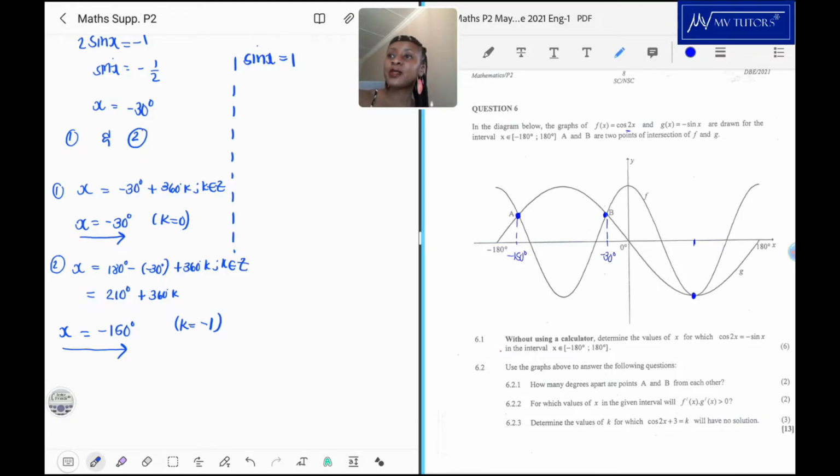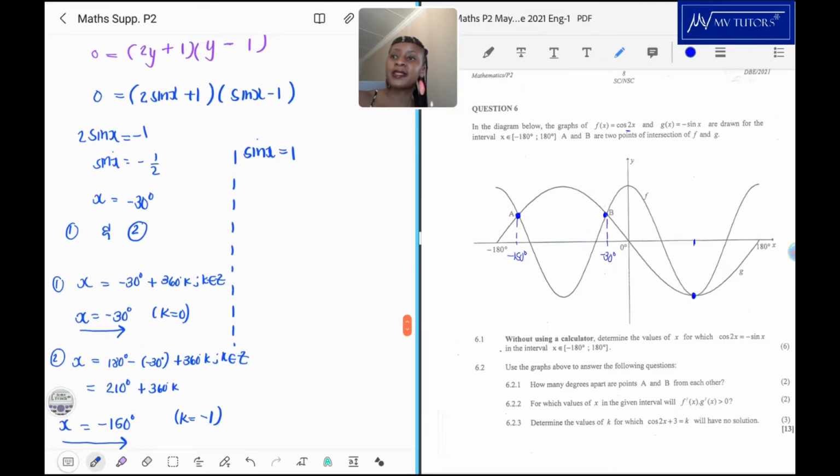Now if I come to the other side where sine x is equal to 1, the reference angle there is going to be 90. You can check on your calculator. Sine again is positive in the first and the second quadrant. So if I go for the first quadrant, I would have x is equal to 90 plus 360k. This is like the general solution, where k is an element of integers.